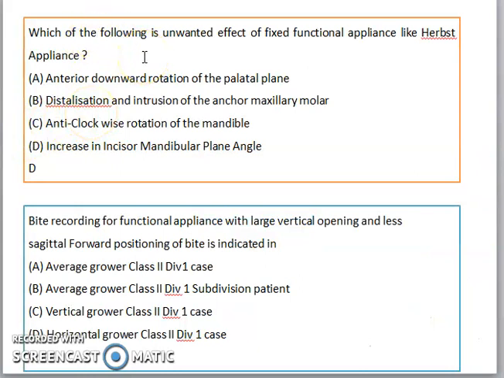So what is the unwanted effect of fixed functional appliances like your Herbst appliance? Whenever you use a Herbst appliance, there is a chance of increasing IMPA, the incisor mandibular plane angle. Now, a construction bite for a functional appliance with large vertical opening and less sagittal forward positioning is indicated for what? So aspirants, you need a large vertical opening and the sagittal positioning should be less. Here the rule of 10 is followed. Mostly such a bite is indicated for vertical grower class 2 division 1 cases.